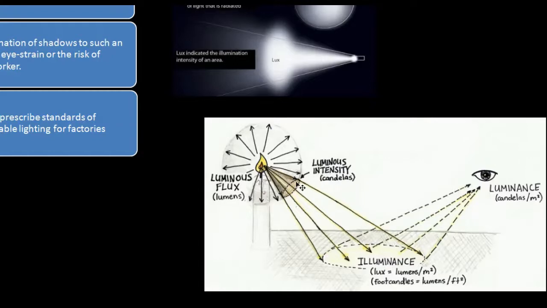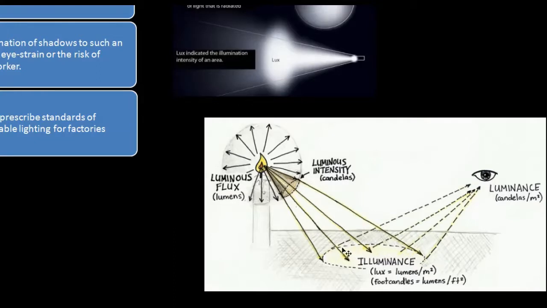Now this is required because there are certain lights where we require light in a specific direction, for example a torch or a spotlight or a focus. We don't want light to fall in all directions but in a particular direction. That is where luminous intensity comes into the picture.